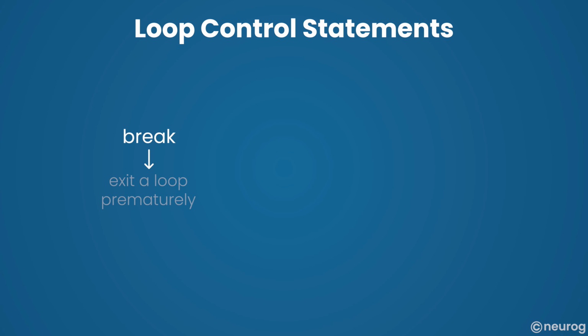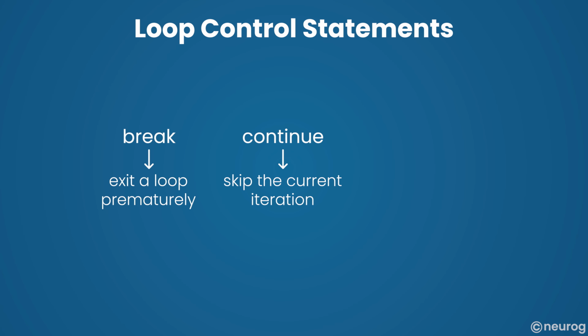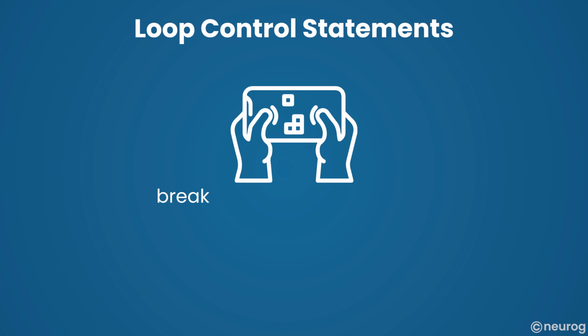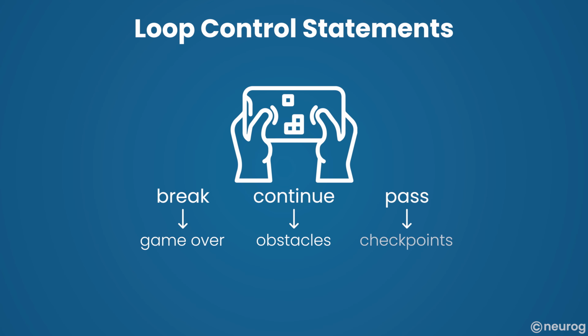And break allows you to exit a loop prematurely. Continue lets you skip the current iteration. And pass is a placeholder for future code. Imagine a video game. Break can end the game. Continue helps you navigate obstacles. And pass marks your progress at checkpoints.